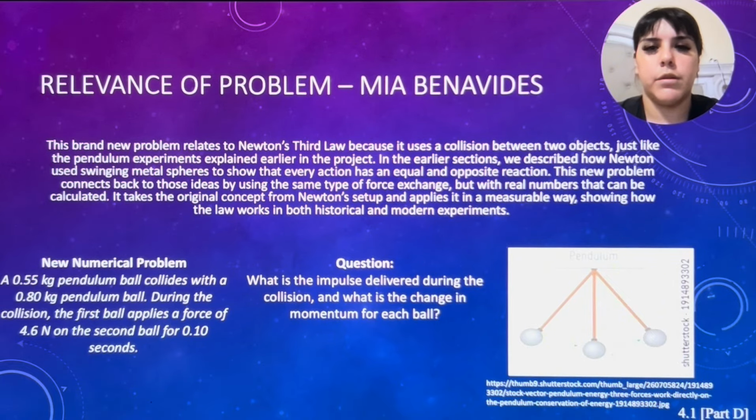The new numerical problem is a 0.55 kg pendulum ball collides with a 0.80 kg pendulum ball. During the collision, the first ball applies a force of 4.6 N on the second ball for 0.10 seconds. Question: what is the impulse delivered during the collision, and what is the change in the momentum for each ball?